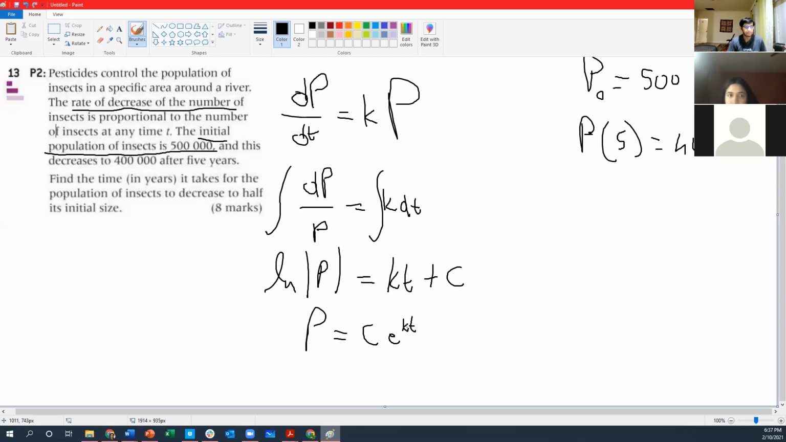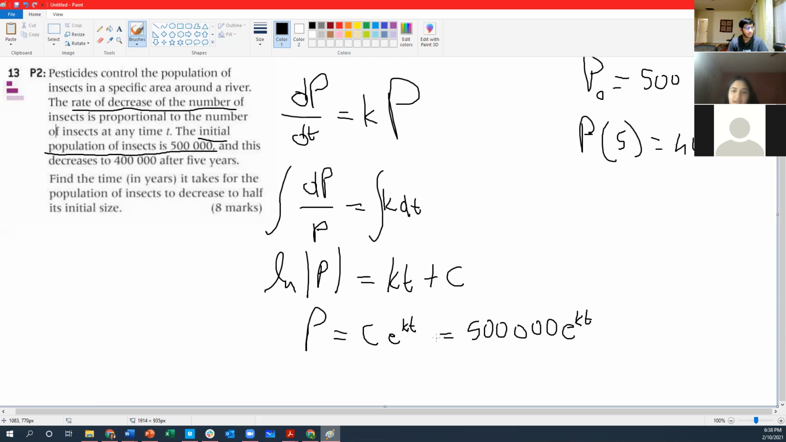How can we figure out what k is? First thing, you know that your initial population is 500,000. Basically whenever the time is 0, e to the kt is 1, so your C value has to be 500,000. Then you're doing e to the kt, and it decreases to 400,000 after 5 years.